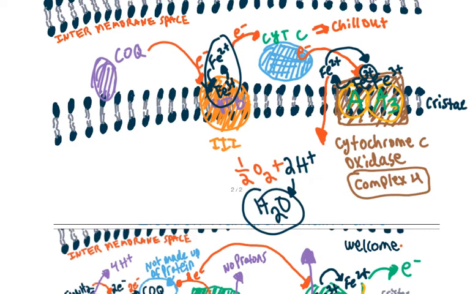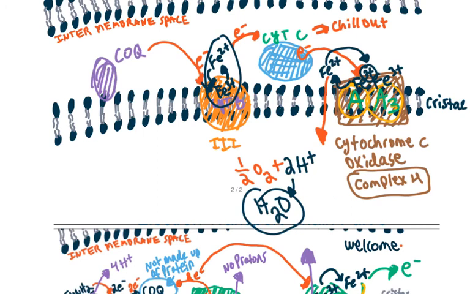Now, before we forget, complex 4, as it passes electrons down, releases energy, and it pumps 2 hydrogen protons out into the intermembrane space from the matrix of the mitochondria. So it's going to represent that.